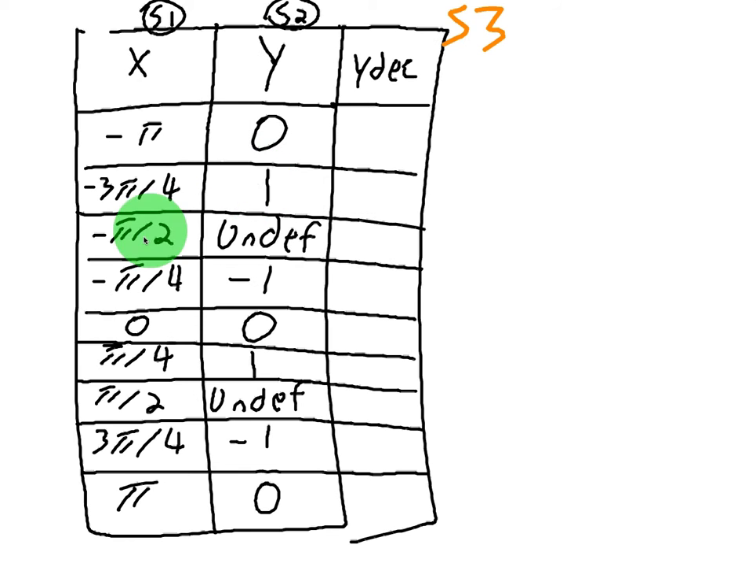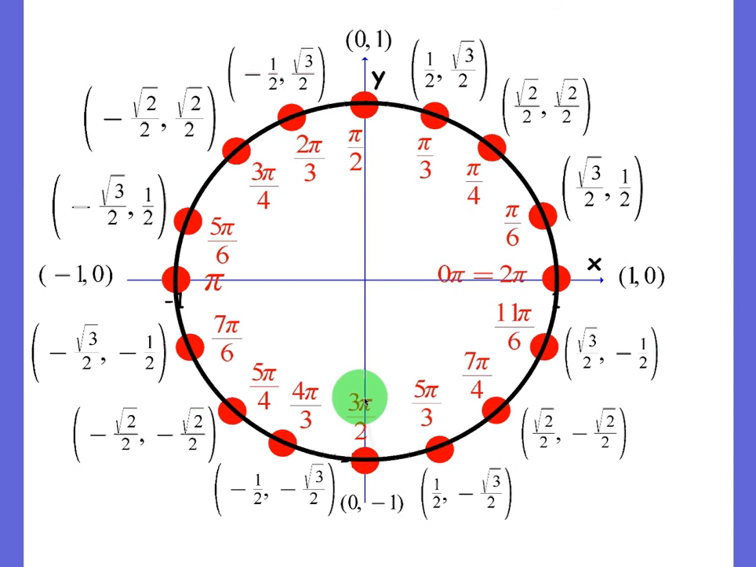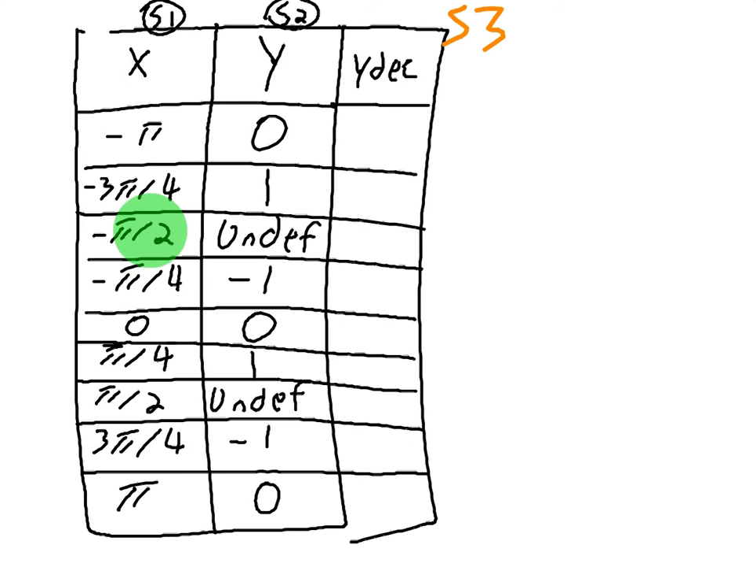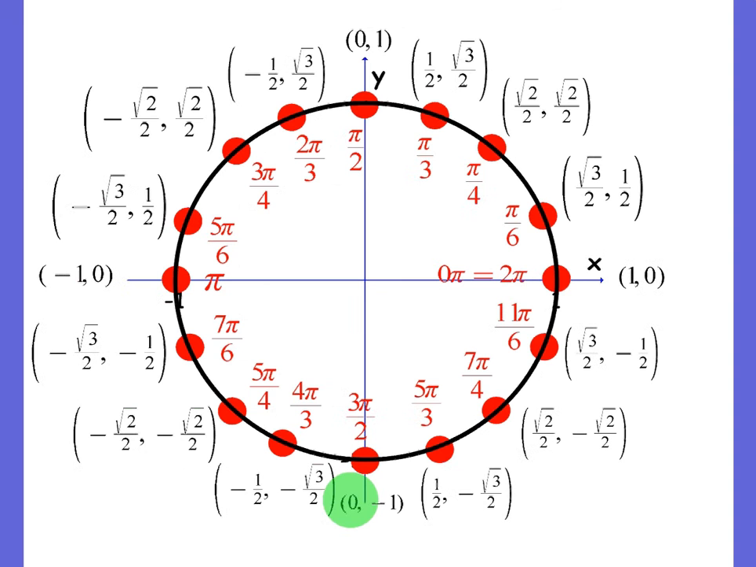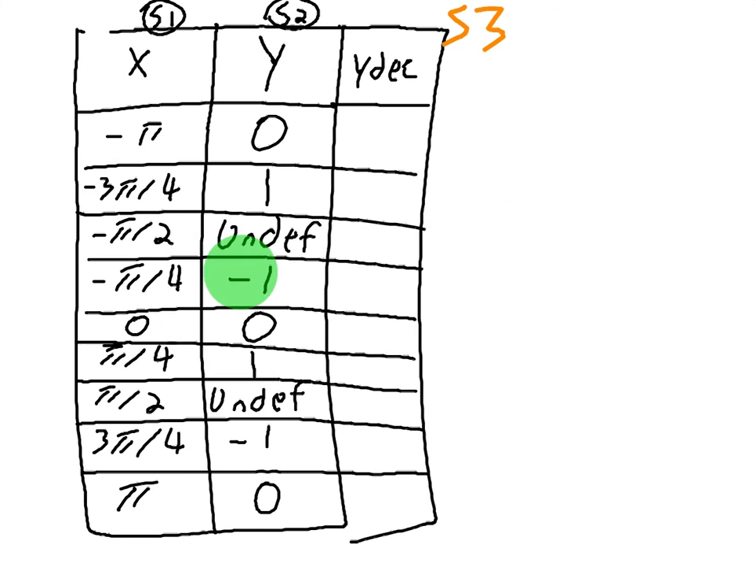That's what we're going to put for tangent of negative 3 pi over 4. Now at negative pi over 2, which is the same as 3 pi over 2, we have y over x. We're dividing by 0, therefore it's undefined. We'll get to how to graph that in just a second. Tangent of negative pi over 4 is negative 1, because we're taking this y value and dividing by the x value, so we get negative 1. Again, negative pi over 4 is the same as 7 pi over 4.